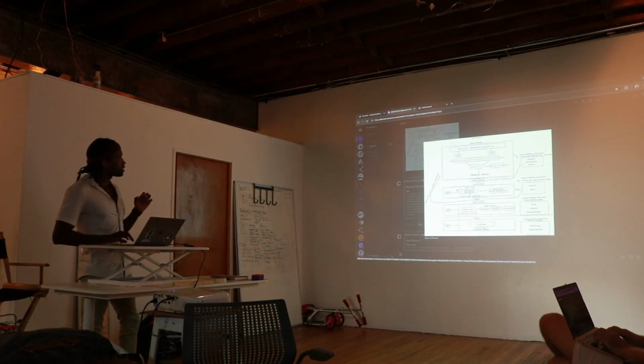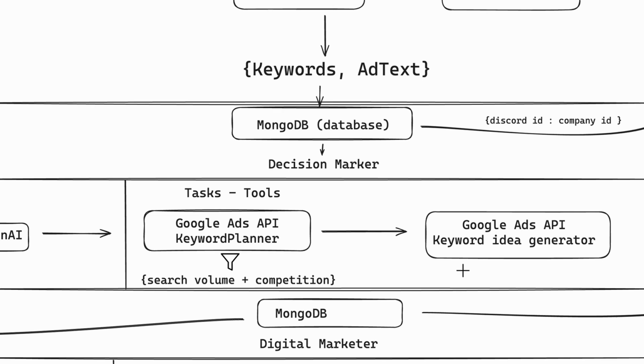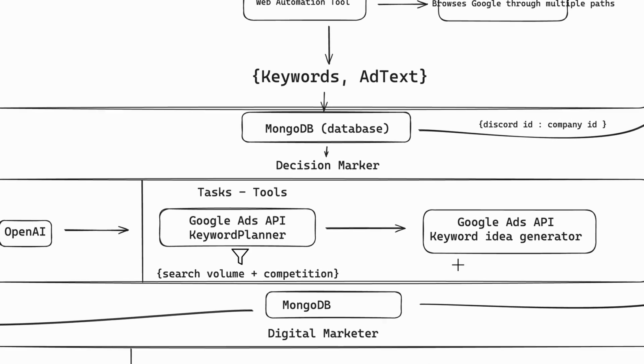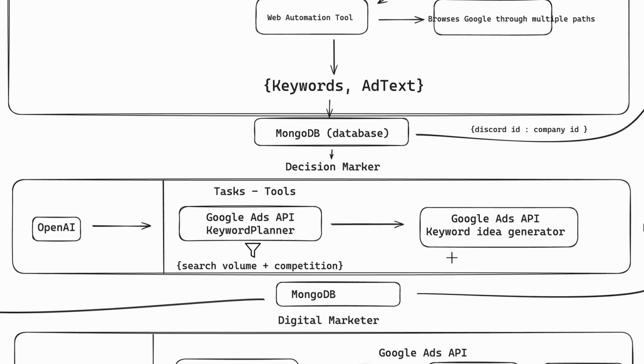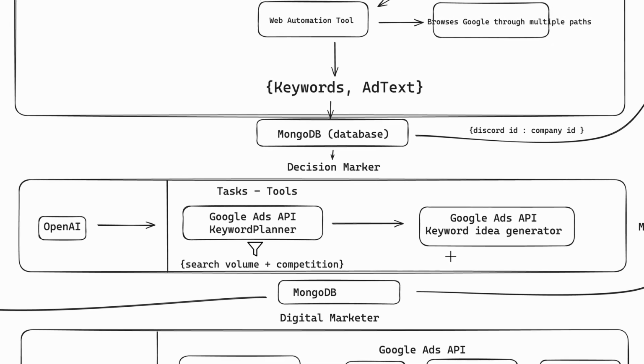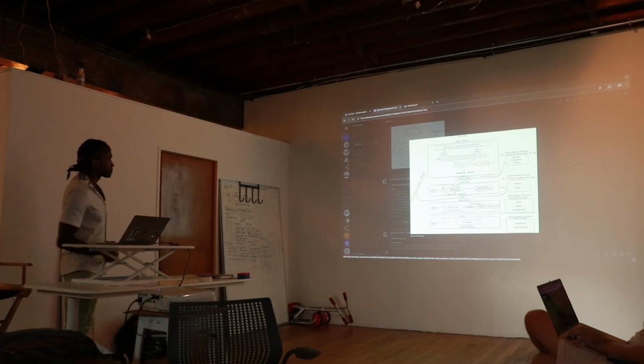After this, you have the decision maker. Here, we're passing down the keywords and the ad text to another AI agent that decides which keywords to use and which ad text to use for your ad.